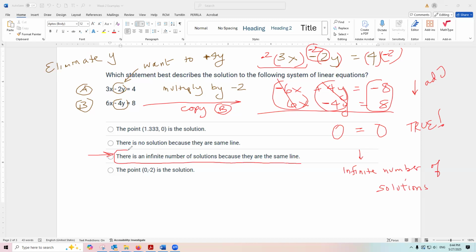And if you were to graph these two equations, you would notice that they really end up graphing as the same line. So the two lines are overlapping each other here. If you were to graph, you would see the two lines overlap one another.